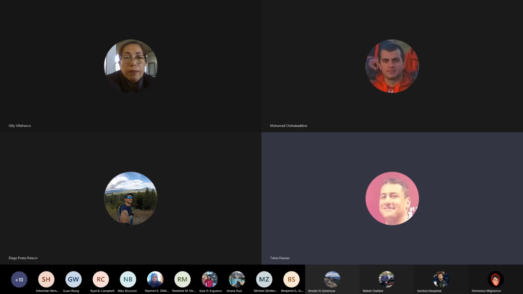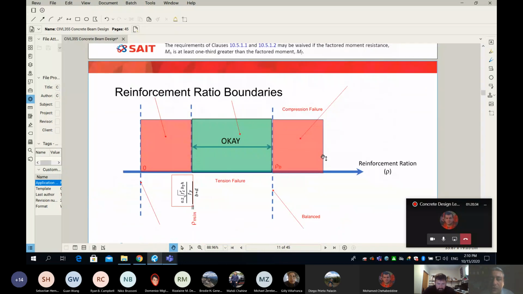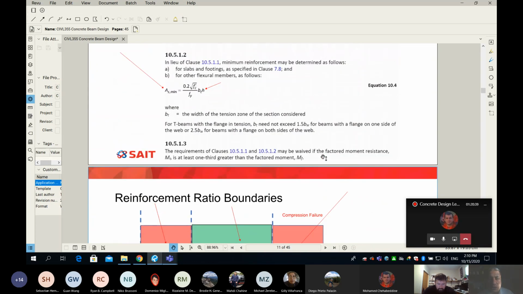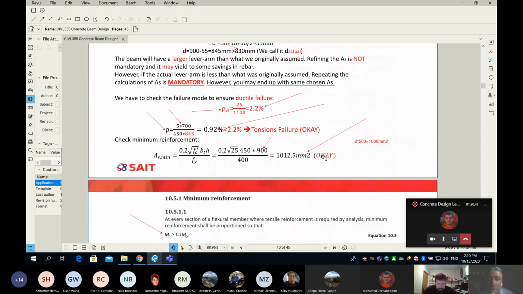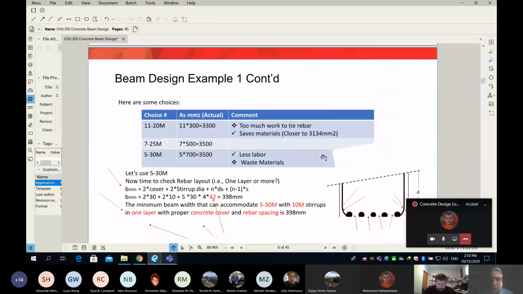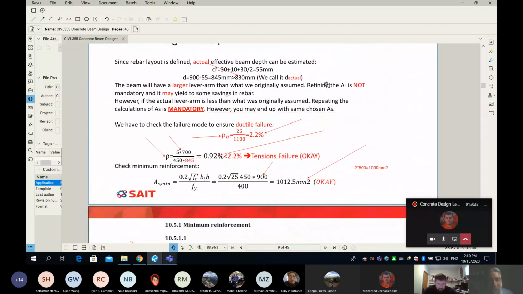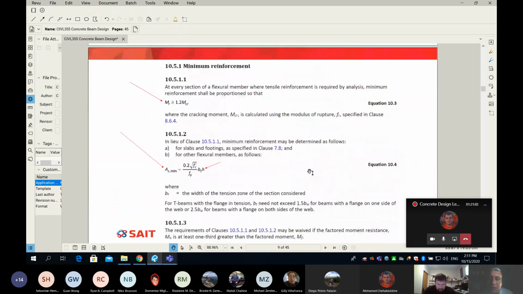My conclusion so far, after all this calculation and discussion, is that my 530M is going to work, because it matches or exceeds the area of steel required by this equation here, which is my design equation. Even after I check my actual d, it still works. It is less than rho balanced, which means it's not a compression failure. It is more than the minimum area of steel. And so the 530M is going to work.